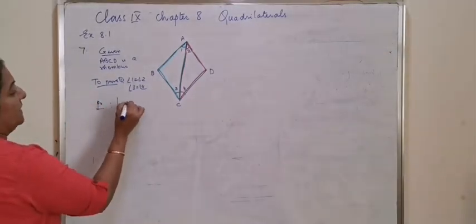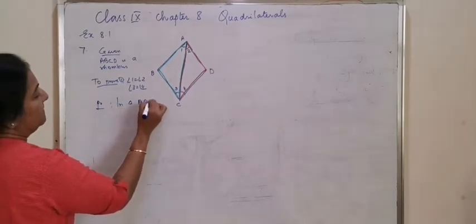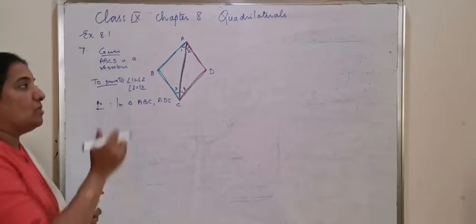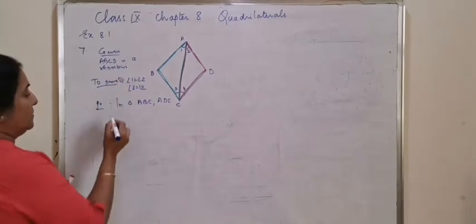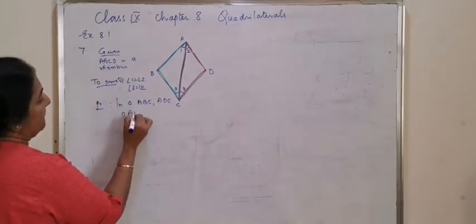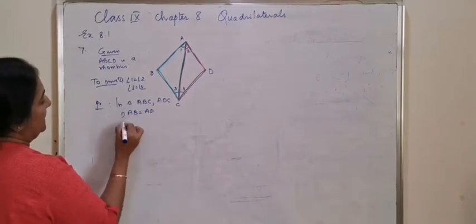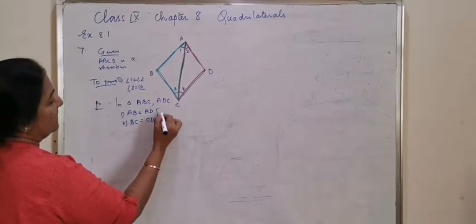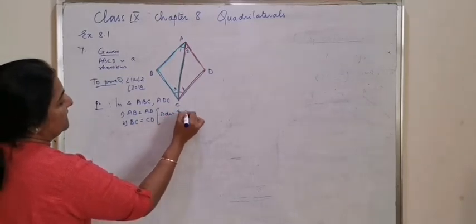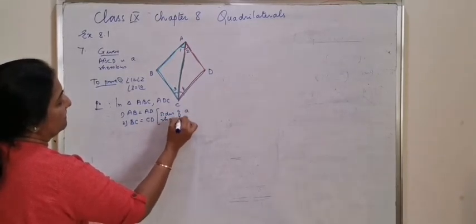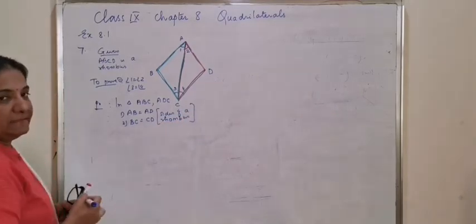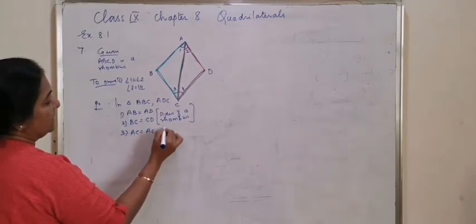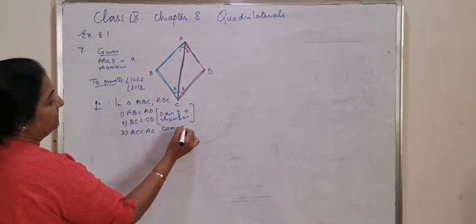Proof: in triangle ABC and ADC, since it is a rhombus, all the four sides are equal. The first pair is AB is equal to AD. Second pair BC is equal to CD. You can write here sides of a rhombus. And then AC is a common side. AC is equal to AC, common.